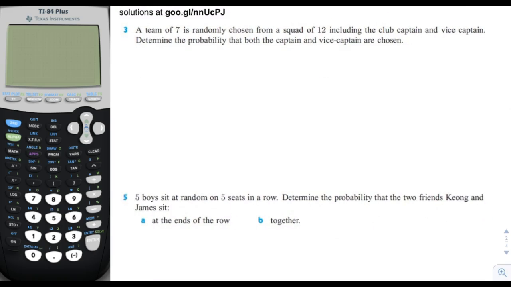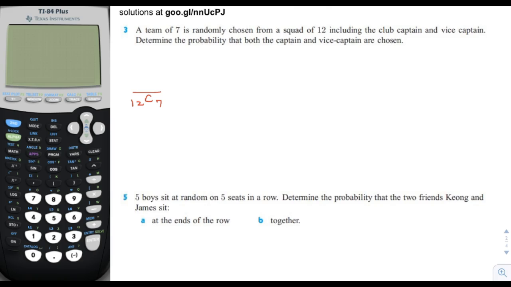Number 3. A team of 7 is randomly chosen from a squad of 12, including the club captain and the vice captain. Determine the probability that both the captain and vice captain are chosen. Okay, so the number of ways you can choose 7 out of 12 is 12 choose 7, right? So that would be the denominator. And the numerator would be all the ways you can have 7 chosen from the 12, where both the captain and the vice captain are chosen.